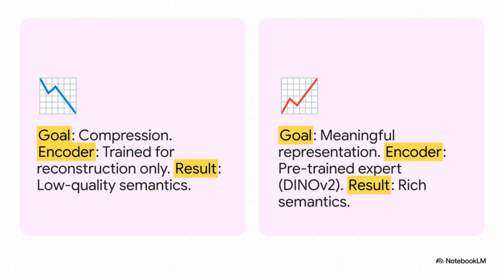So let's look at the side-by-side. The big difference is the goal. The old way, the VAE, its goal was just aggressive compression. Shrink it down. The new way, the RAE, its goal is meaningful representation. And here's the genius move. Instead of building an encoder from scratch and trying to teach it about art, the RAE just borrows one. It takes a powerful, pre-trained AI that's already an expert at understanding images and plugs it right in. It's literally like firing your intern who's good at making photocopies and hiring a world-renowned art historian to write your notes instead. The quality of the representation just skyrockets.